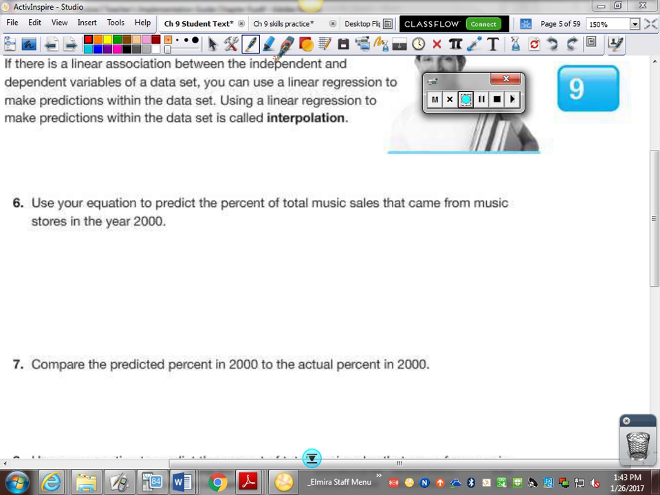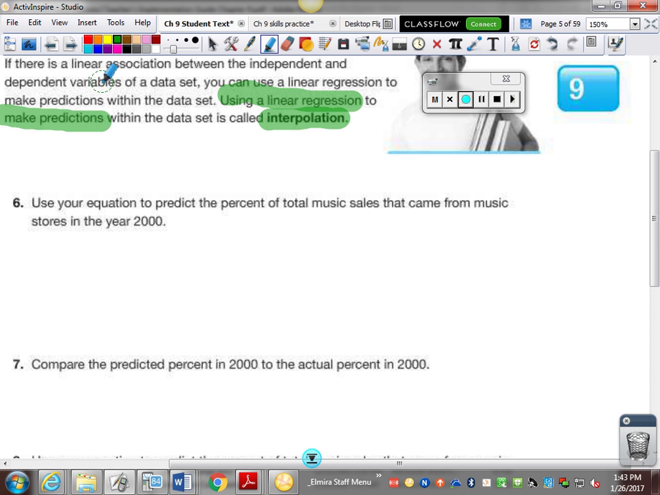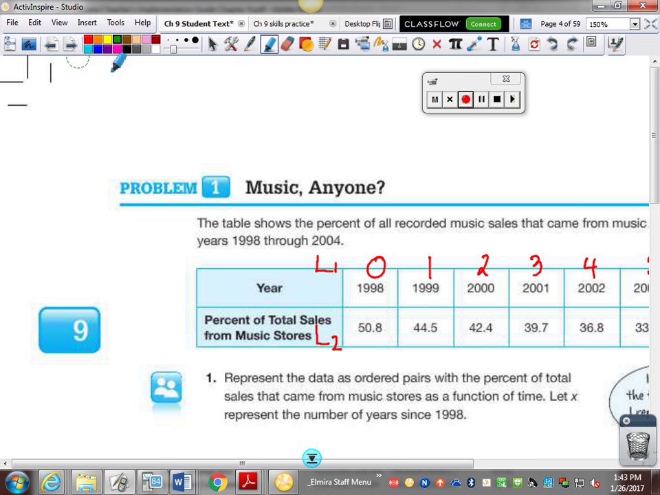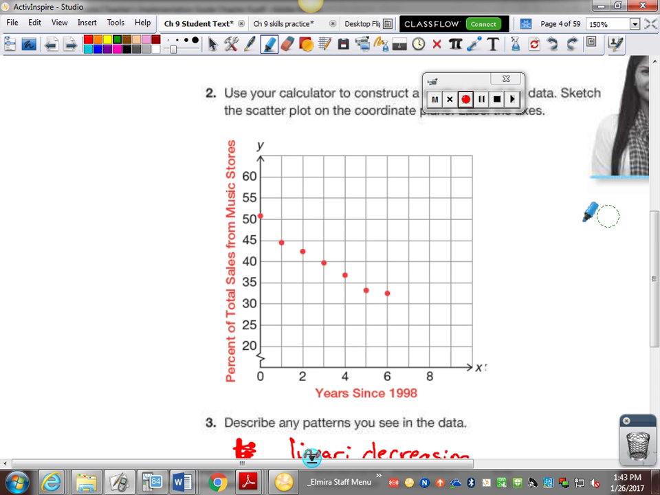Okay. So I need to also talk about something called interpolation. Interpolation is where we are using our regression equation to make predictions, and the key word here is within the data set. In other words, we have data, but let's say I wanted to predict what the equation would tell us and compare it to what actually happened.